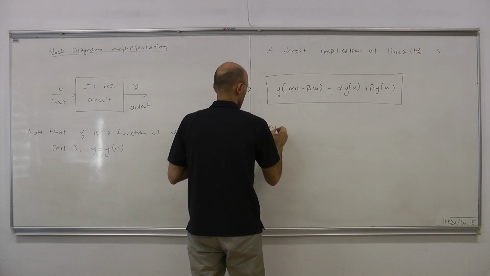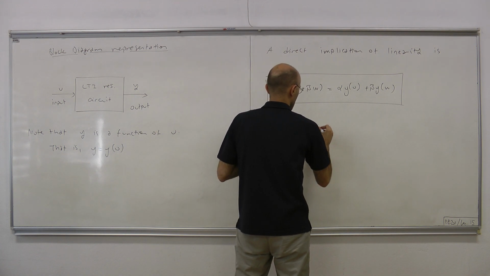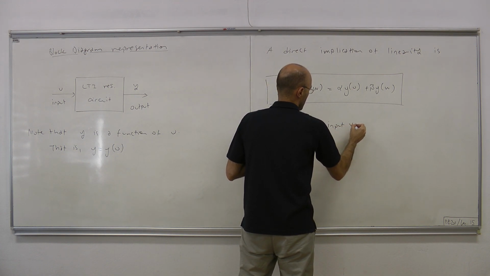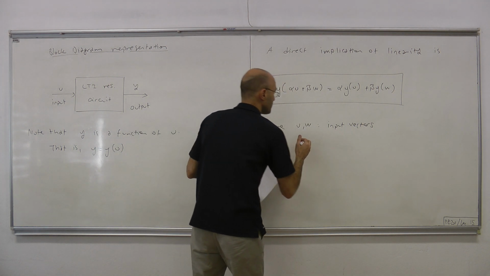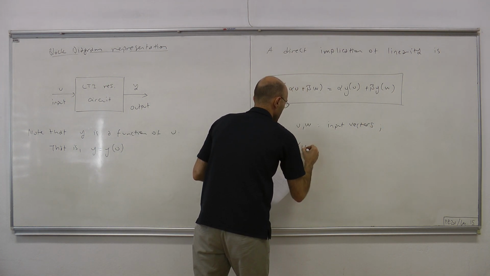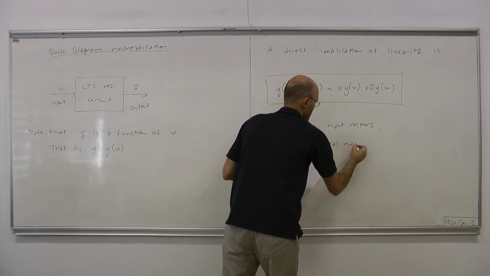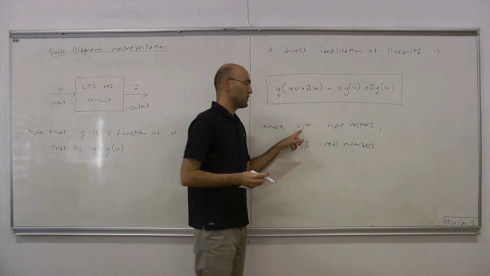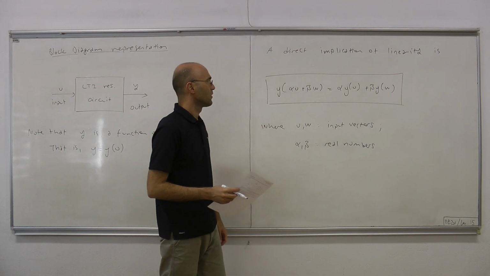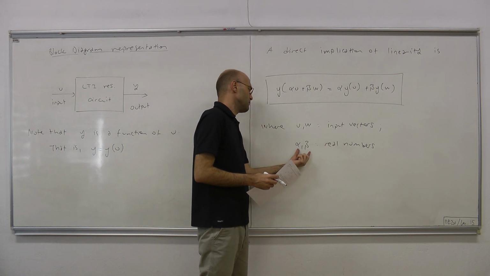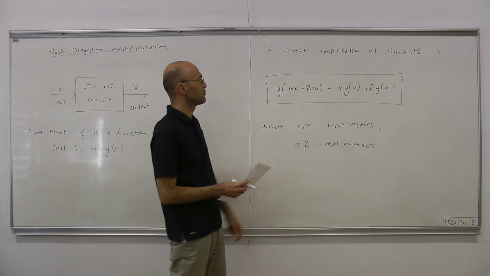Where u and w are input vectors, and alpha and beta are constant real numbers. Okay. So these are signals, they are functions of time, these are constants. In fact, you can also take them to be functions of time, you can generalize them. But for now, let's take them to be constants.